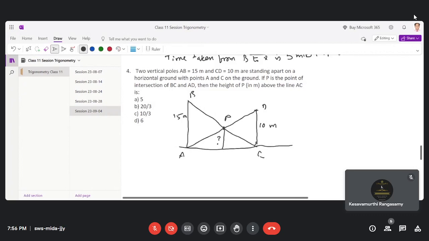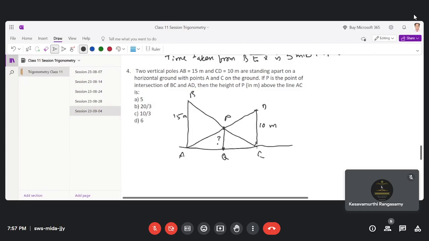Sir, I don't know how to approach this. Right. See, you can't use tan theta here. It needs a different approach. Here you use the similar triangles. You see these two are similar triangles, right?